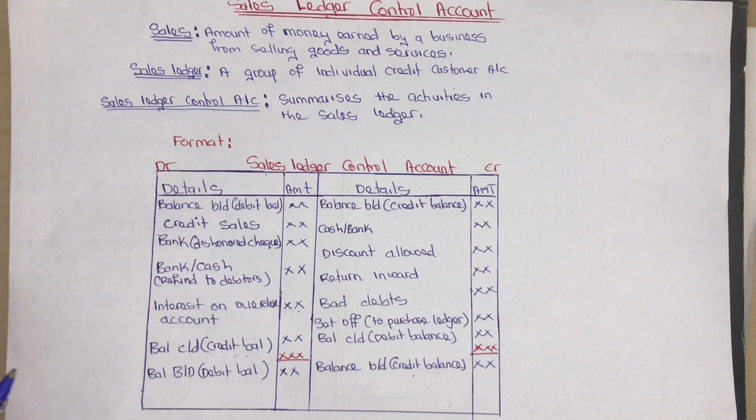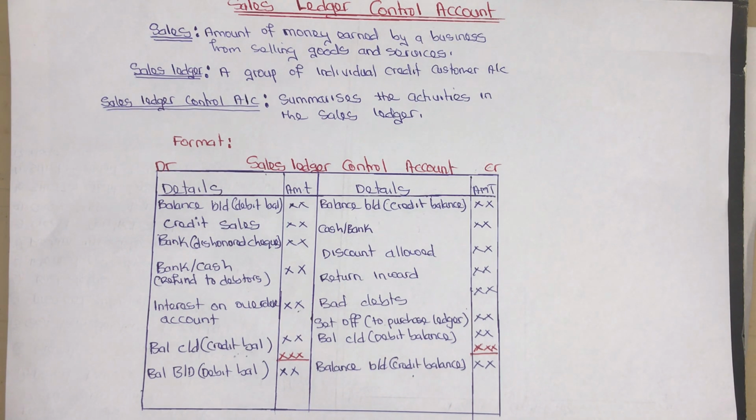However, sometimes the trade debtors account may show a credit balance. It indicates that the business owes money to the customers. So why is the business owing money to the customers?